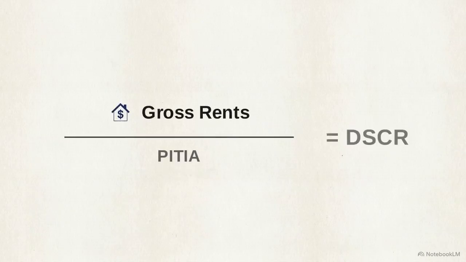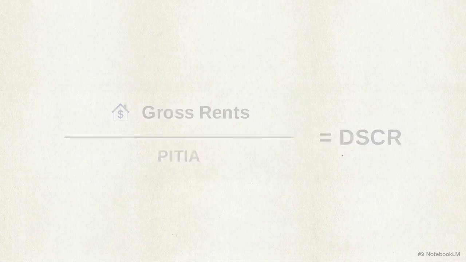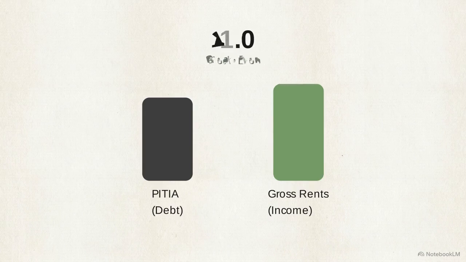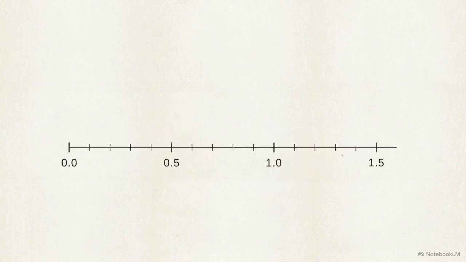The calculation: gross rents divided by PITIA gives your DSCR. A 1.0 ratio means the property generates just enough cash flow to cover its monthly debt. Above 1.0, you have a cash surplus. Below 1.0, it operates at a deficit.